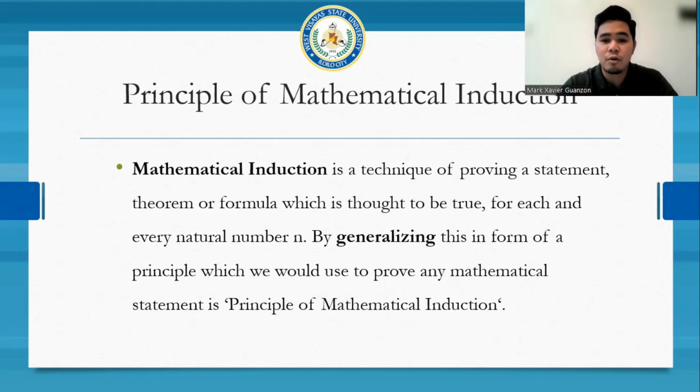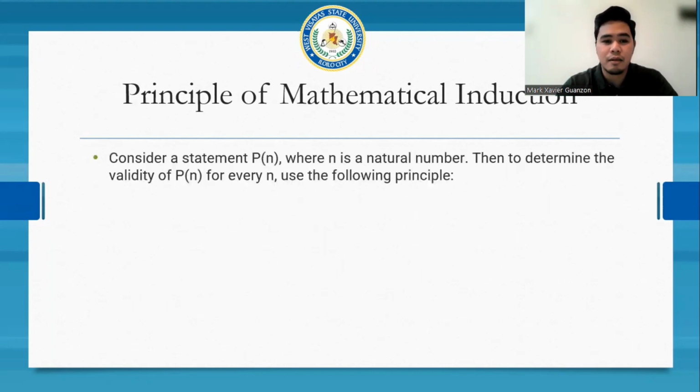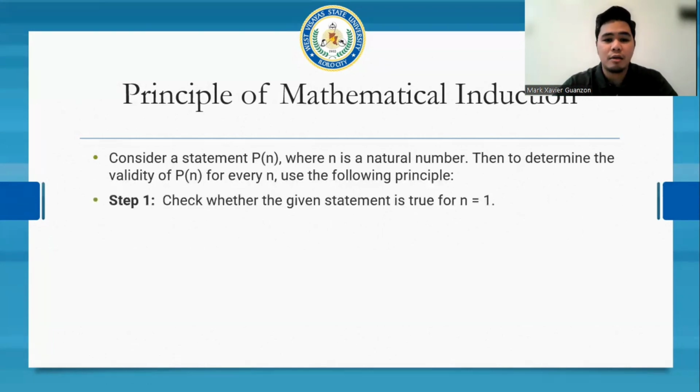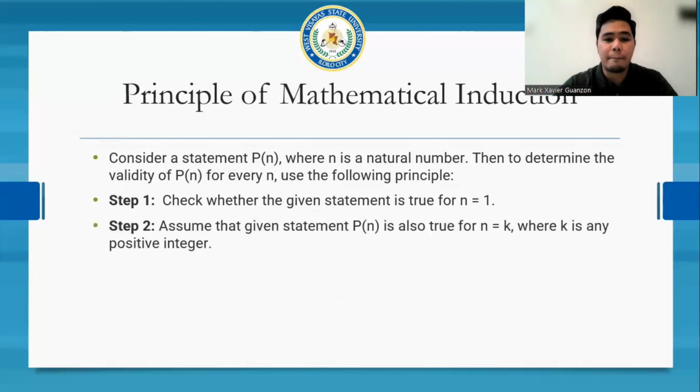Let's try to put it into context. Consider a statement P of n, where n is a natural number. Then, to determine the validity of P of n for every n, use the following principle. These are the steps in using the principle of mathematical induction in proving a particular mathematical statement. Step 1, we check whether the given statement is true for n equals 1. This will be our first step.